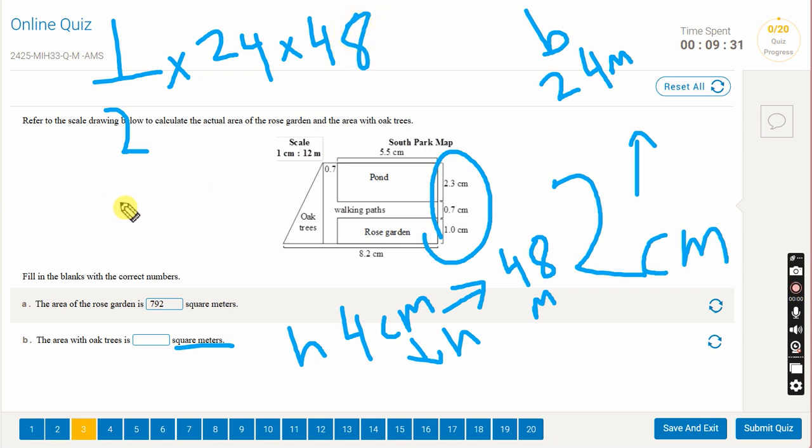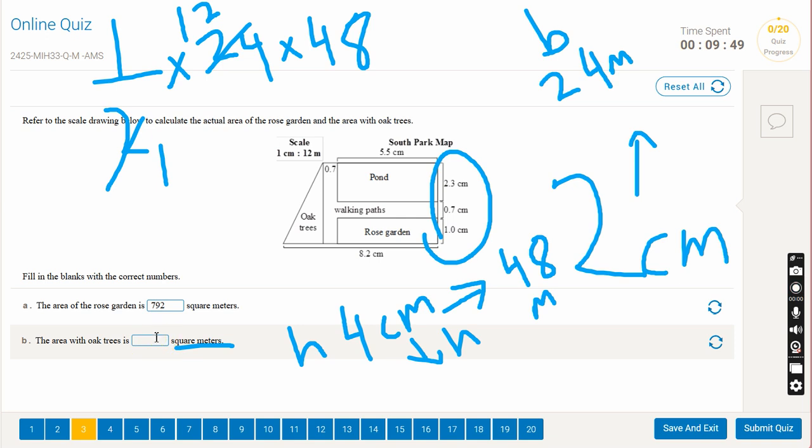Now you can simplify it or you can multiply it as it is. You can simplify 1 here, this becomes 12. So what is 12 times 24? Just multiply those two together. 12 times 48. You'll get 576. Okay, and that is your answer. 576. So this is your answer.